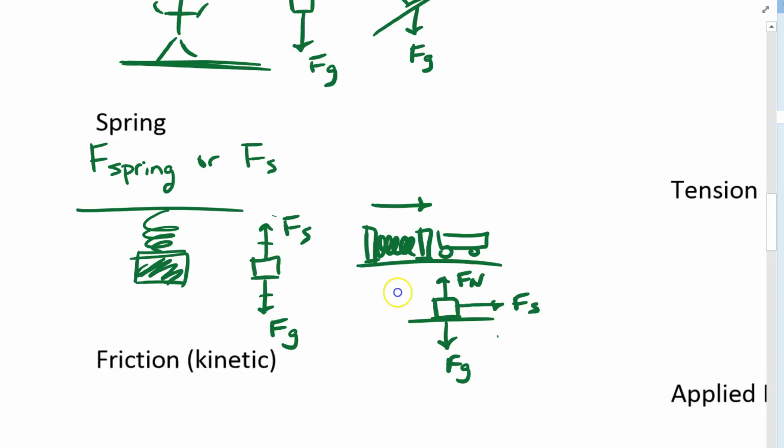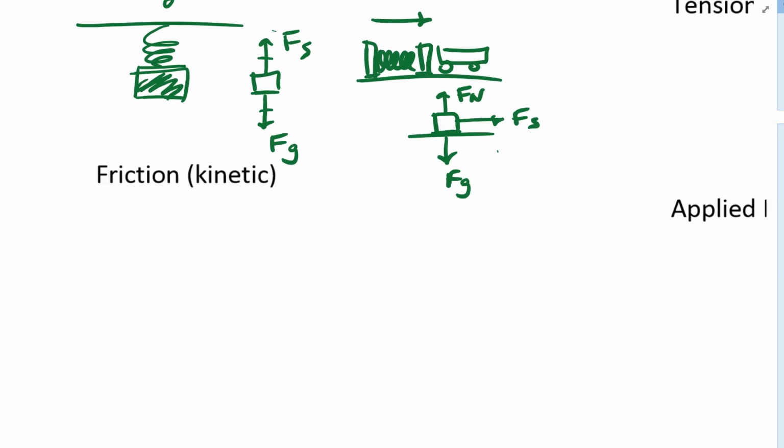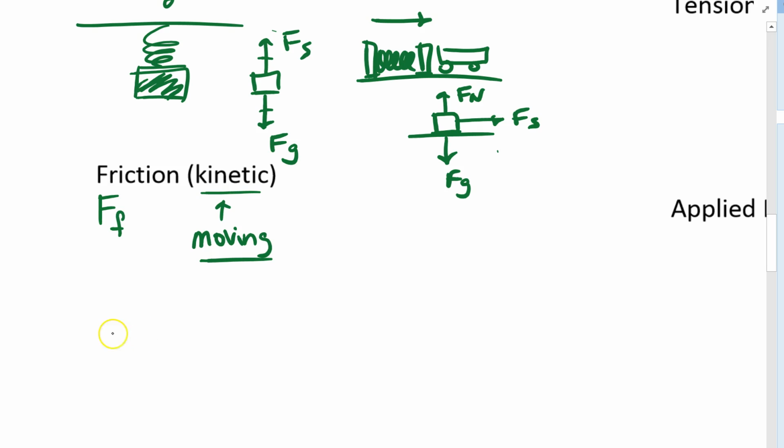Friction. There are two types of friction. We're going to do kinetic and then static. I usually don't differentiate too much between the two. Here's friction, F_F, and it could come in two flavors. First, kinetic means moving. So there's moving friction, which is the one that we often think of.